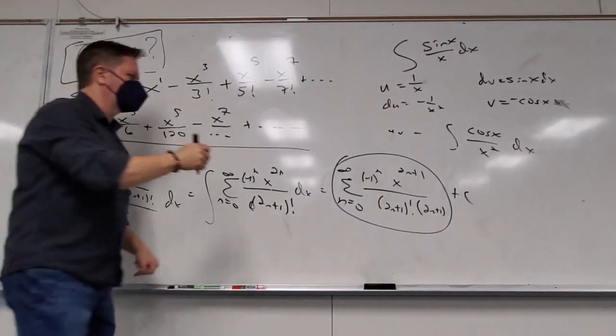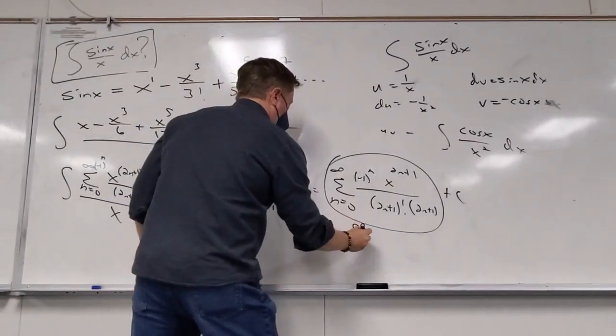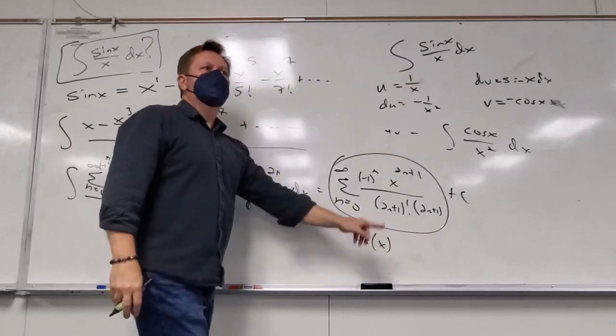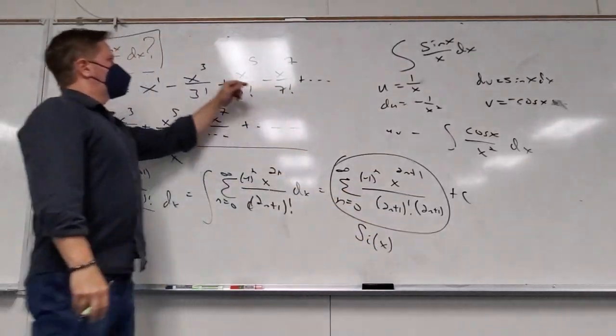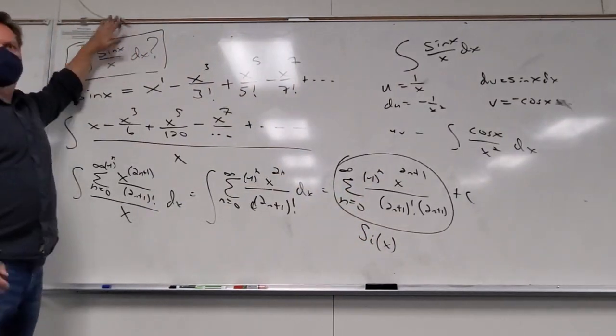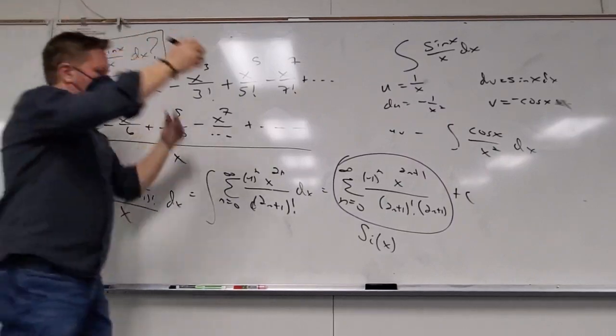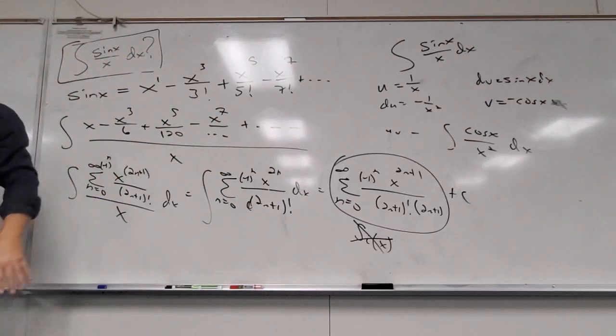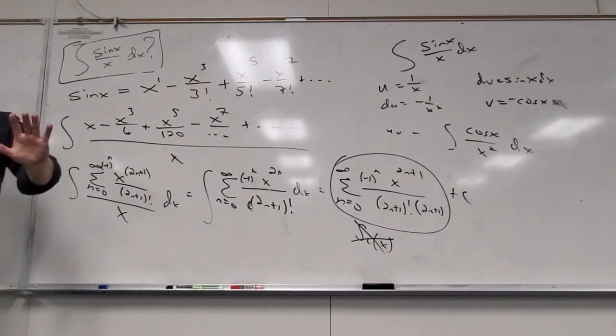To be really honest, you might see something called Si of x. This is called the sine integral function, which is kind of silly because it's just saying it's the integral of sine of x over x. So it's just putting a symbol for this, which doesn't do anything for us. I'm sorry. Okay.